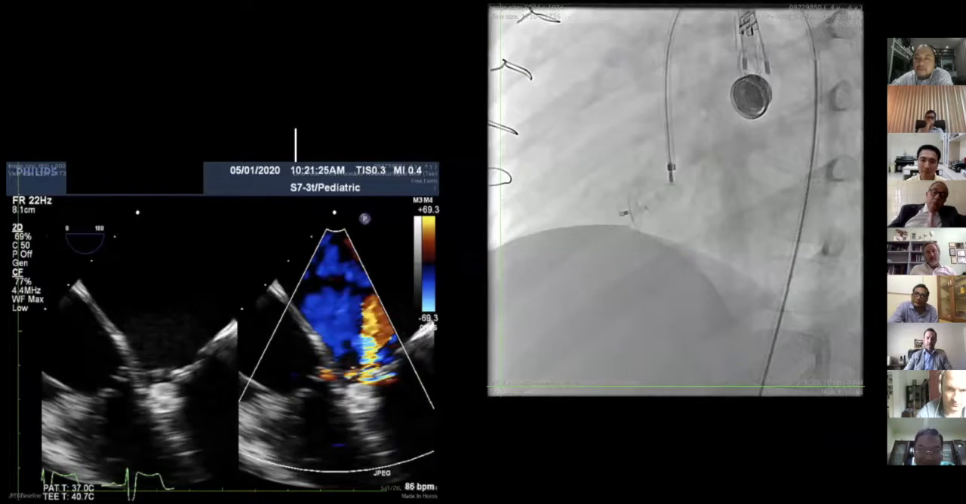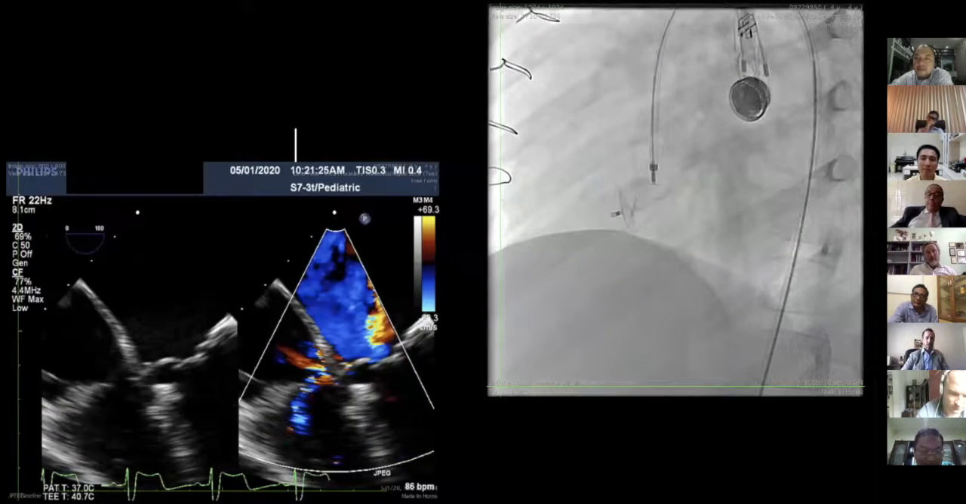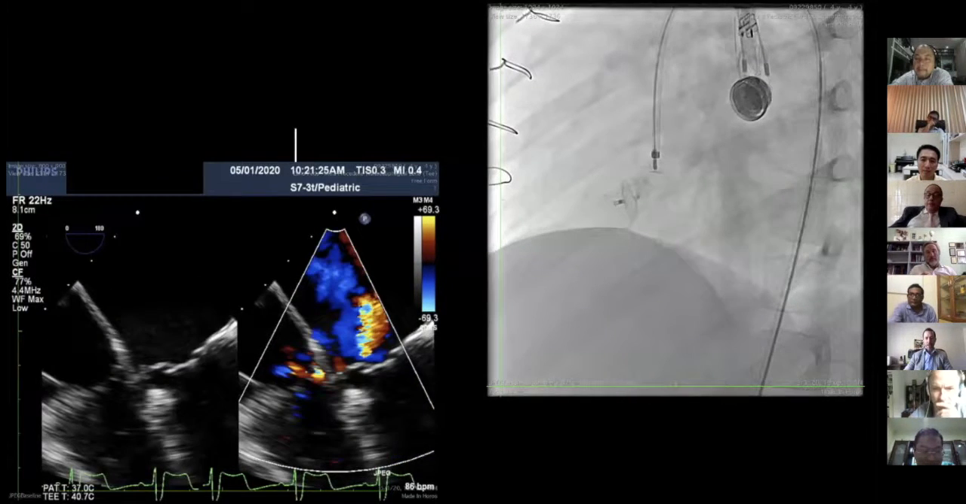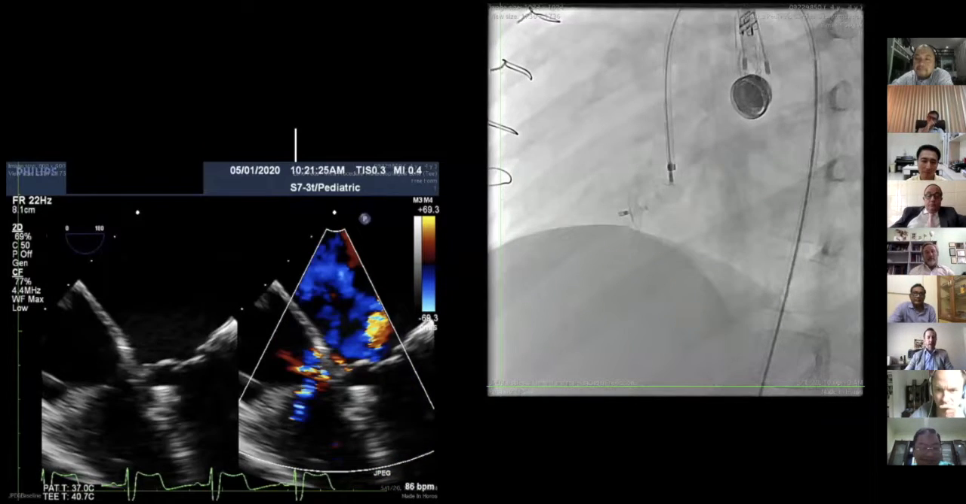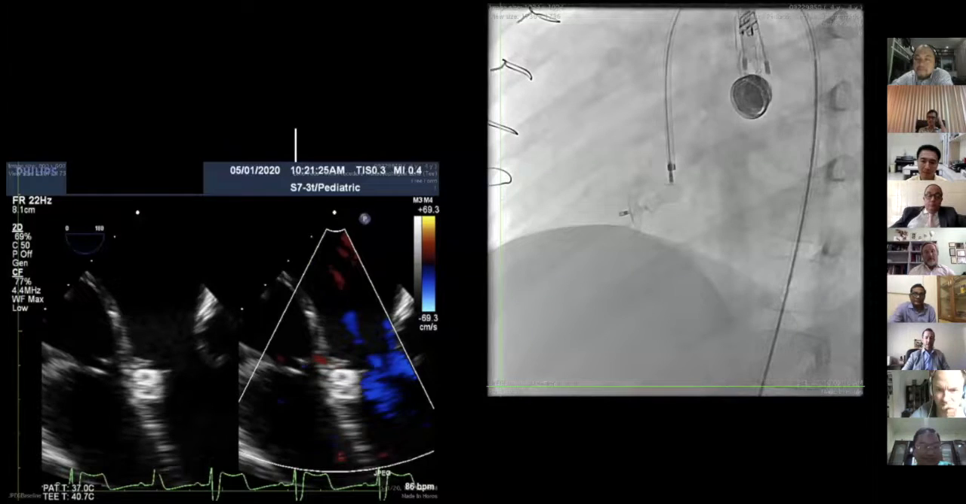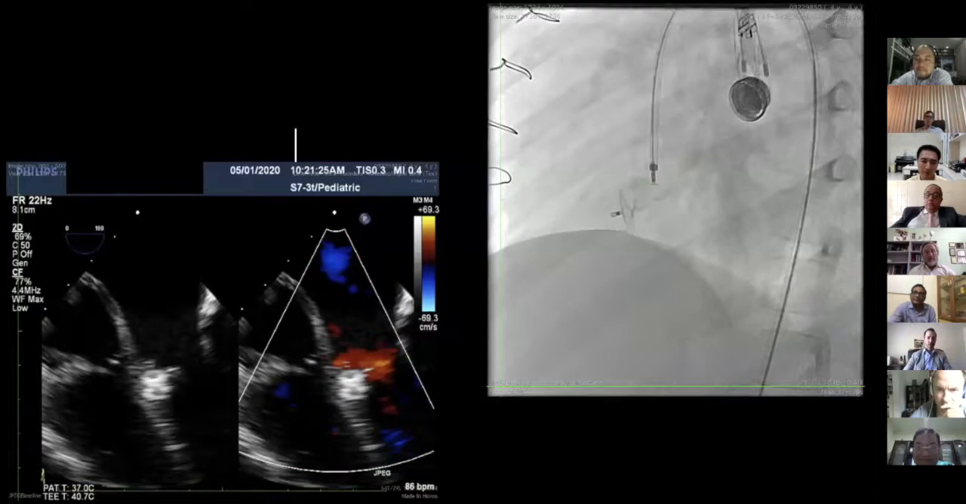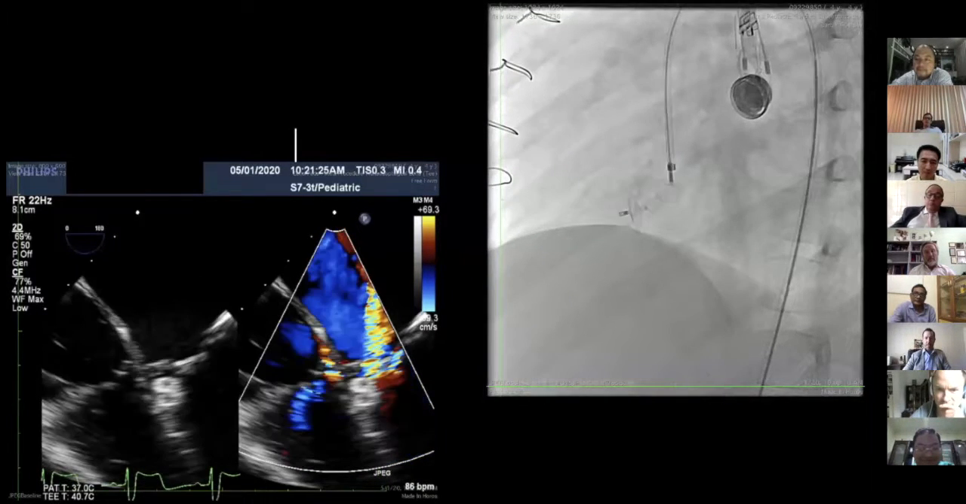So the other thing with this device, and it's been pointed out before, it's so flexible that you look like you're pulling this device right up into the outflow tract. But when you know how this device behaves, that's going to drop down, so you don't have to worry about it sitting up like that.